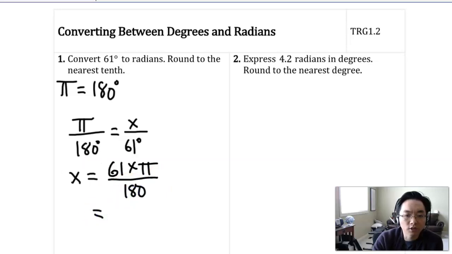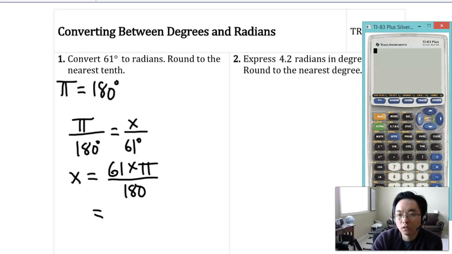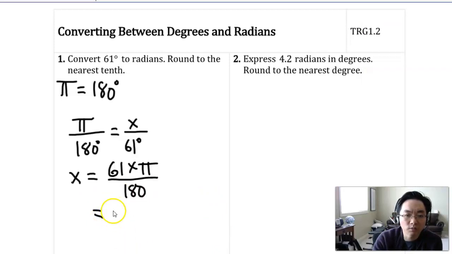Okay, so I'll take out my calculator and evaluate 61 times pi divided by 180. Okay, so apparently 61 degrees is approximately equal to 1.06 radians, but since I want it to the nearest tenth, I will simply write 1.1. Now you can leave it as 1.1 with no units, and it will be understood as radians, or you can write rads or rad, either way.